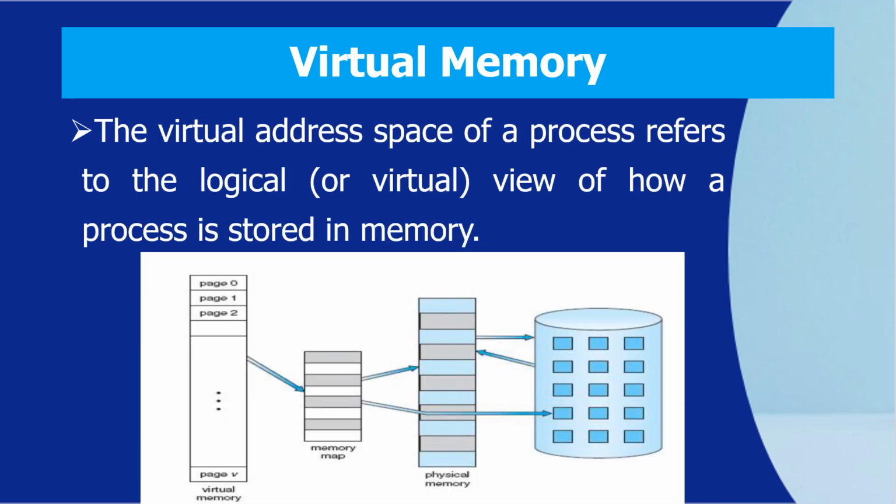Virtual memory address space of the process refers to the logical or virtual view of how a process is stored in memory. Say in the virtual memory, there are many pages included. The next is a memory map. The other one is physical memory. Finally, the value is stored in the storage database. So each and every one communicates with each other.